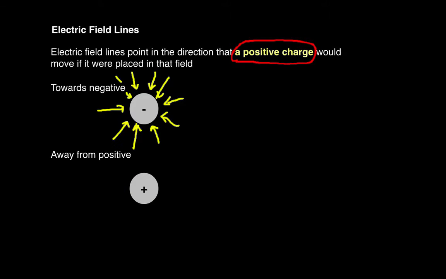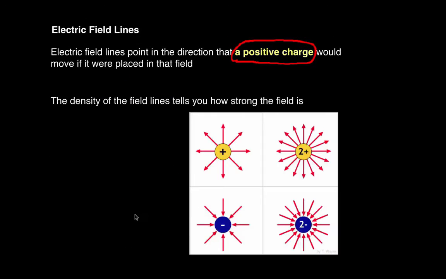Electric field lines always point away from positive, because positive repels positive, and if I were to place a positive charge at that location, it would move away from the center of the positively charged object. The density of the field lines tells you how strong the field is. The closer the lines are together, the stronger it is. Density refers to how close the lines are together.